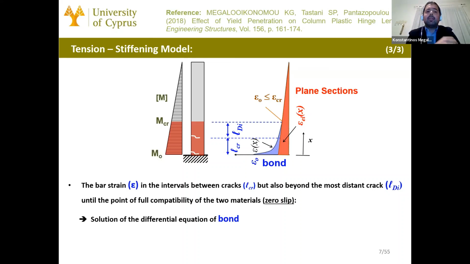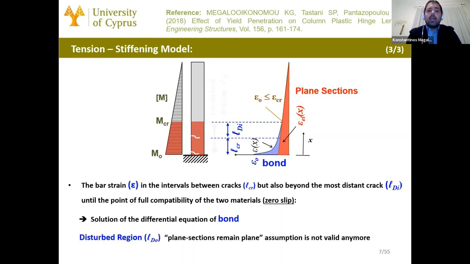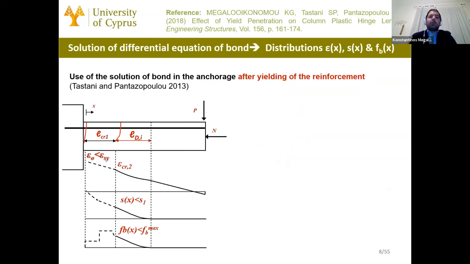define the strain of the tensile bar of the column through the solution of the differential equation of bond, and the plane section assumption is not valid in this region. So for the anchorage, we use the solution by Tastan and Pantazopoulou, where they describe the distribution of strain, slip, and bond for a bar that has yielded inside the anchorage.